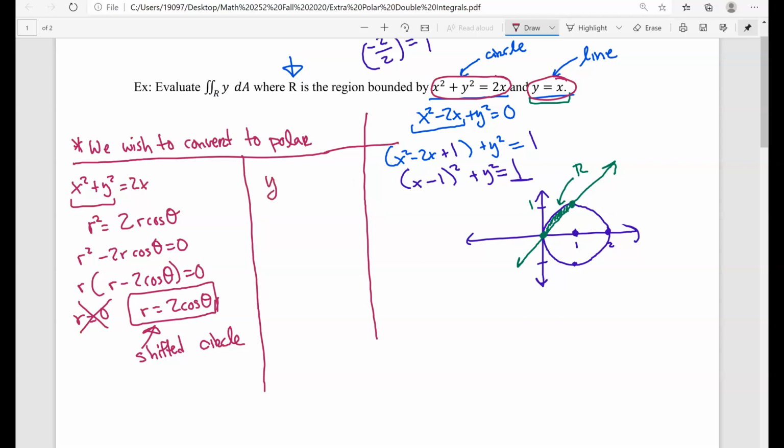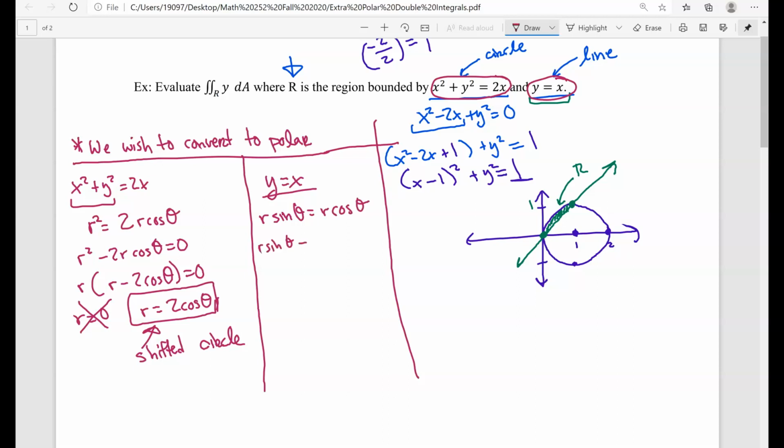So y equals x is going to be, in this case, think about what y is. y is r sine theta, and x is r cosine theta. Again, I can move them over, and you'll see that this is silly, but at the same time, not so much, because you don't want to divide by r, because r can be equal to 0. So you have r times (sine theta minus cosine theta) equals 0.